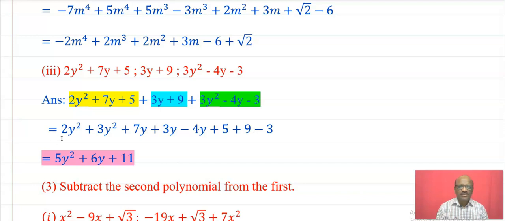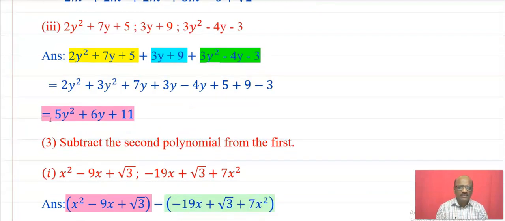Now see this here. 2y square plus 3y square, you will get 5y square. Next is 7y plus 3y, that is 10y. 10y minus 4y, which is 6y. The final is 6y. And 9 minus 3 is 6. And 6 plus 5, that is 11. Or you can have 5 plus 9, 14 minus 3, that is 11. Therefore, the final answer is 5y square plus 6y plus 11.